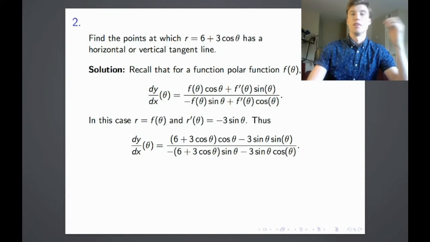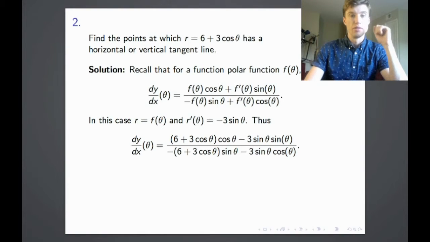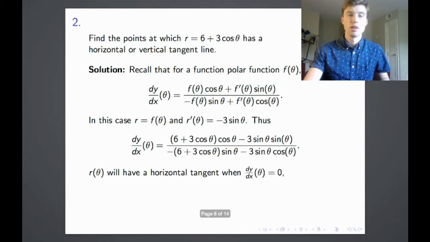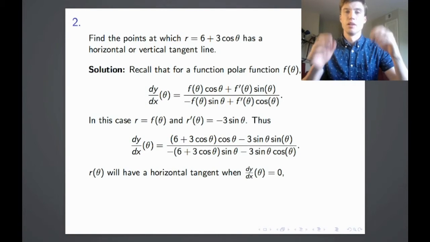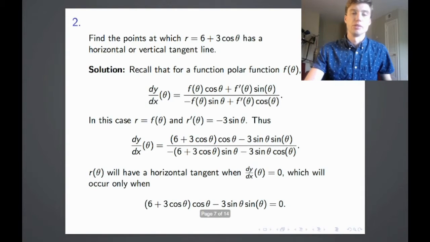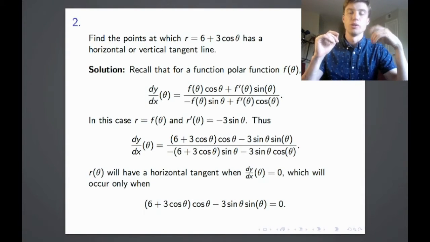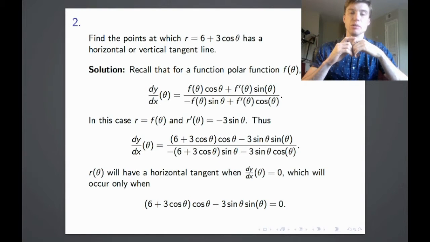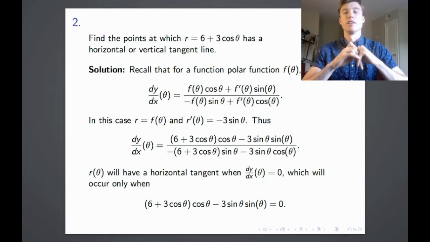Here we have our derivative as a function of theta, and now we can go about trying to find vertical and horizontal tangent lines. Let's start with horizontal lines. Horizontal lines will occur when the derivative is equal to 0. In other words, when dy/dx as a function of theta is equal to 0. This will occur only when the numerator of our rational function is equal to 0. Thus we have the expression (6 plus 3 cosine theta) times cosine theta minus 3 sine squared theta is equal to 0.